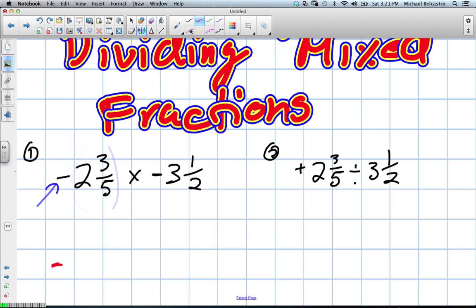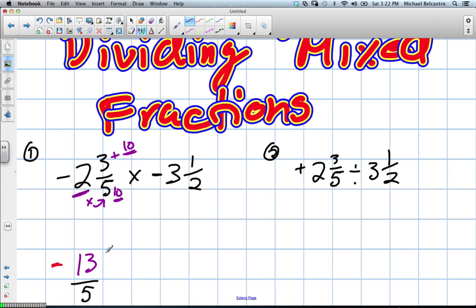Nothing up there changes. When changing this into an improper fraction, we take the whole number and multiply it by the denominator, and then we get whatever that is over the denominator, and we add it to it. So what is 2 times 5? 10 plus 3, so it's 13 over 5. Exactly.